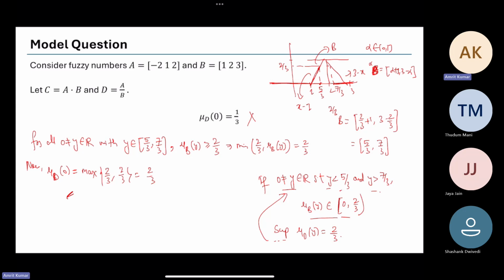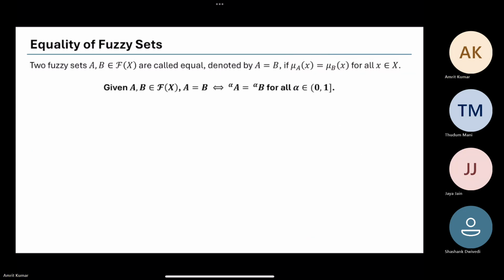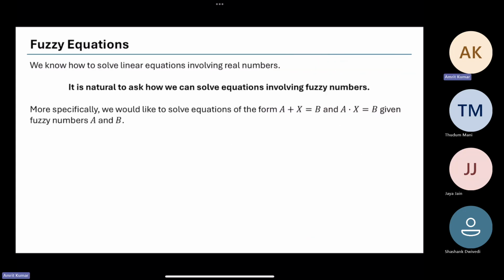So these were a few problems on the extension principle. It will help you solve almost all the problems in assignment 5 and assignment 6 based on the extension principle. Now I wanted to discuss fuzzy equations as well, but it seems that we are running out of time. So maybe I'll just do one problem and get done with this session.